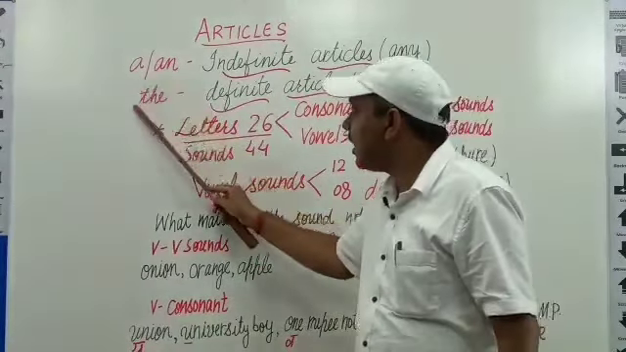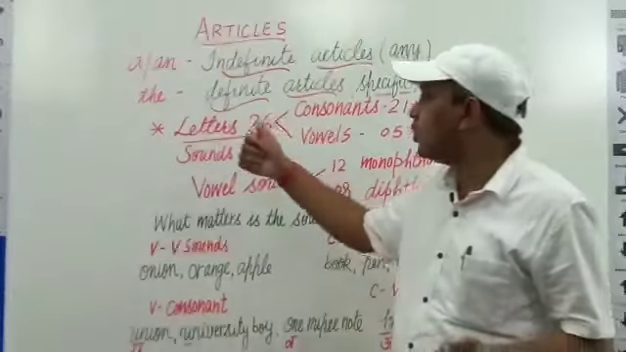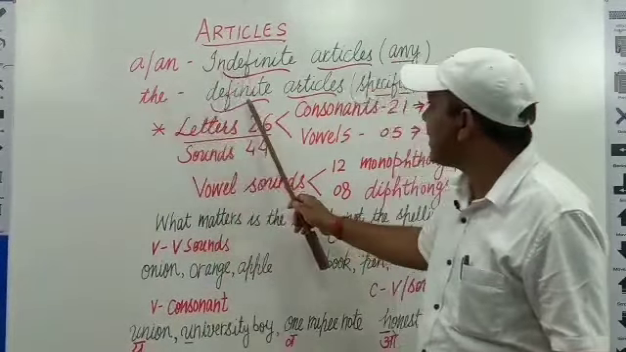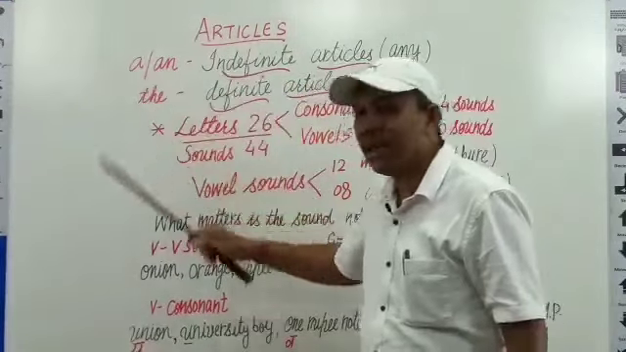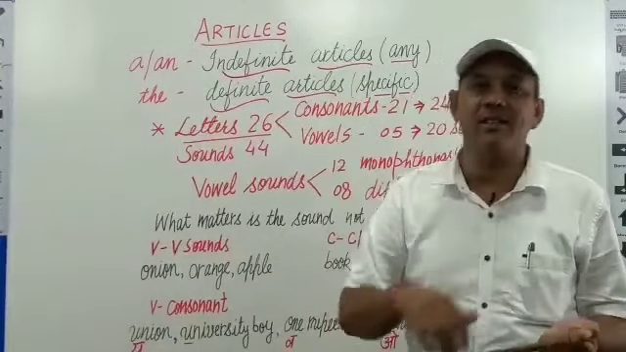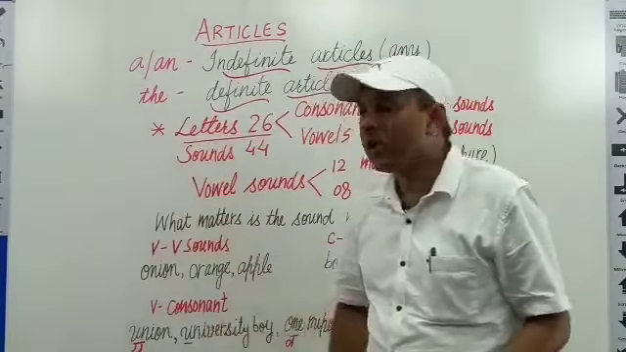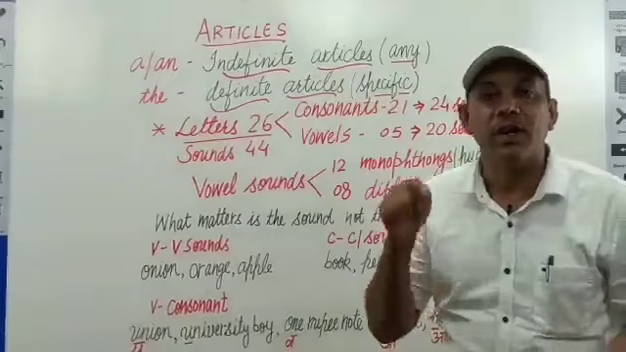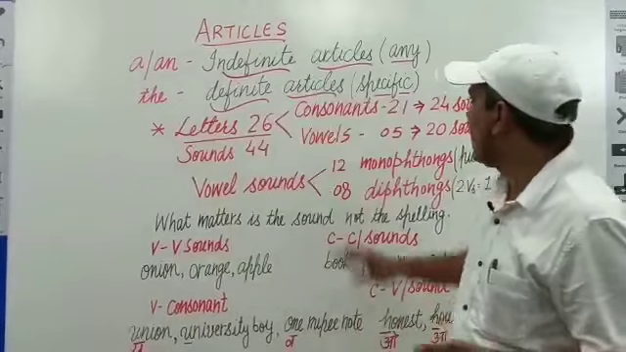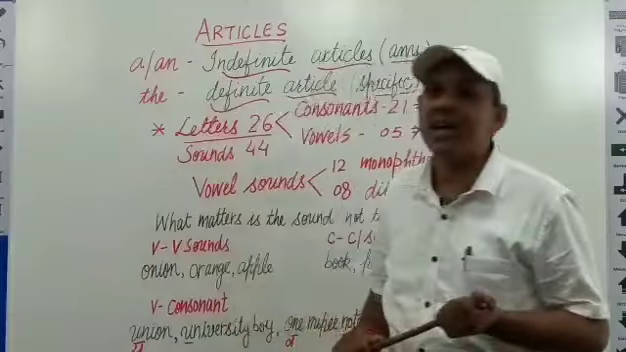The next is the. This is pronounced the or thee, depending upon the word followed by it. This is known as definite article because the refers to a definite or specific or particular person or thing. That's why we use the before a particular or specific thing. So the is known as definite article. In this way, these three words are known as articles.